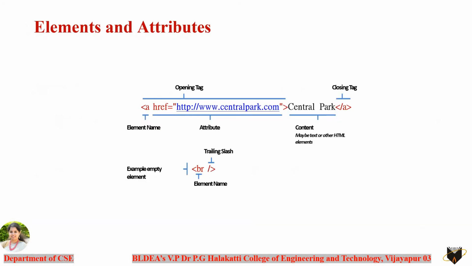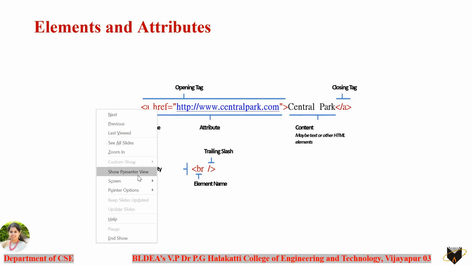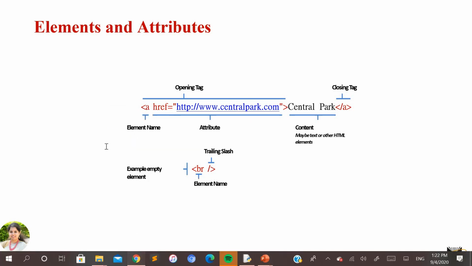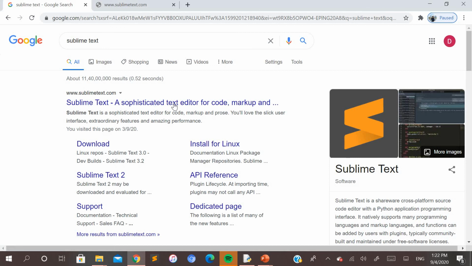Let's discuss with an example here. You might have seen links in web pages. Here you can see these are all links. If I click on this link, I will be taken to a new page. This is also a link; if I click on this, I am taken to a new page. So how are these links created?